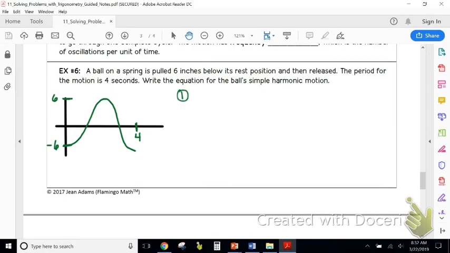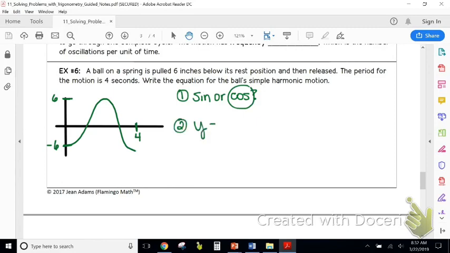So, first decide, are you going to use sine or cosine? Well, the easiest way to choose, guys, is look at where it starts. Remember, sine always starts in the middle of the graph, and cosine starts at the top of the graph. I don't have either one here, but if it's at the bottom of the graph, isn't that a reflection? So let's choose cosine, and since it started at the bottom instead of the top, it's just going to be a negative cosine.